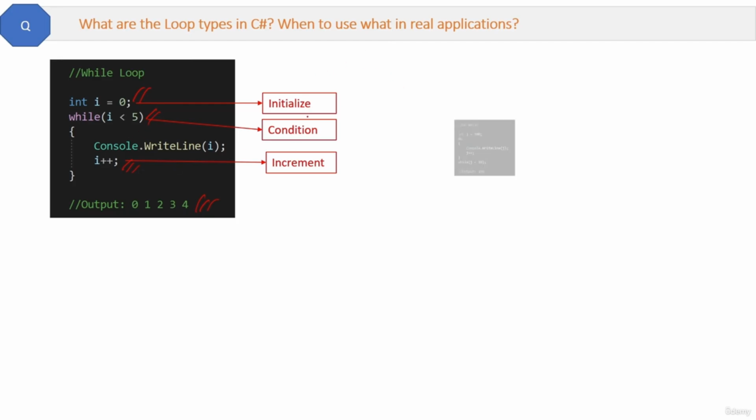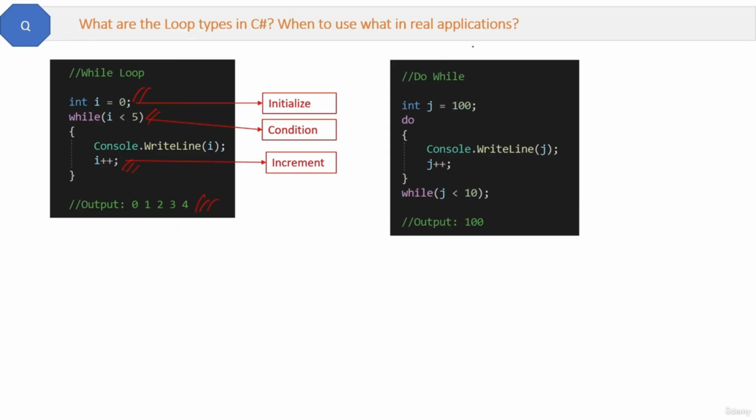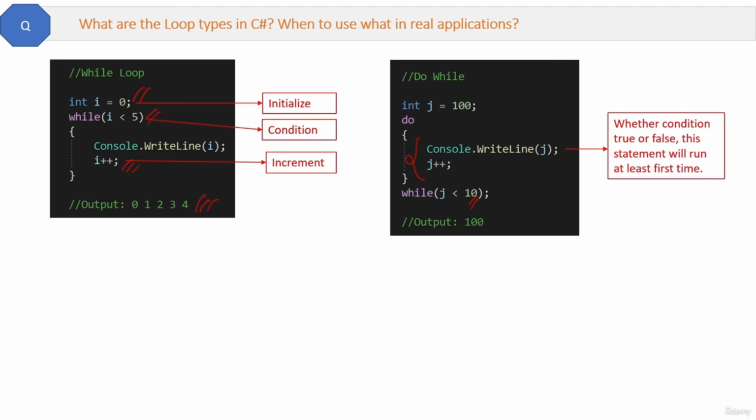Now second is the do while loop, and here is the code. The only difference between while and do while is the statement inside. In case of do while, the statement inside do must execute the first time, irrespective of the while condition. Whatever the condition is, the first time this do will definitely execute, whether the condition is true or not. So that is the do while loop.